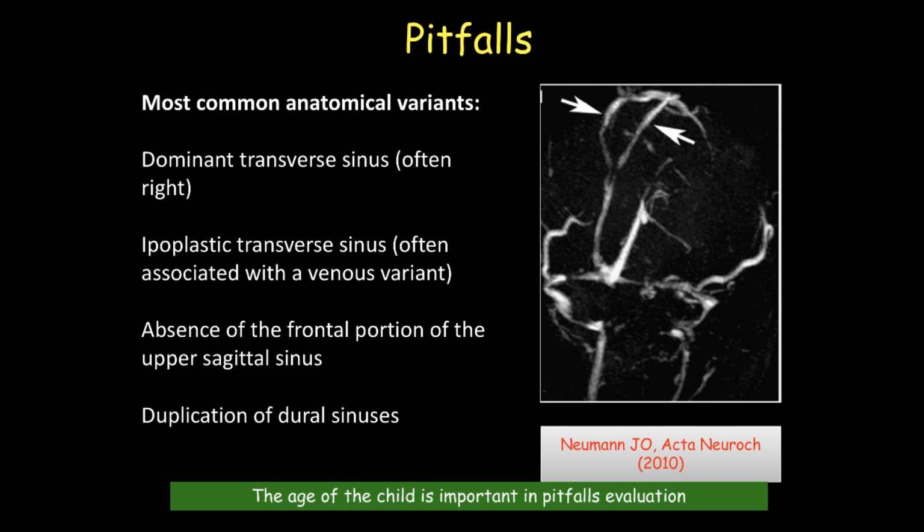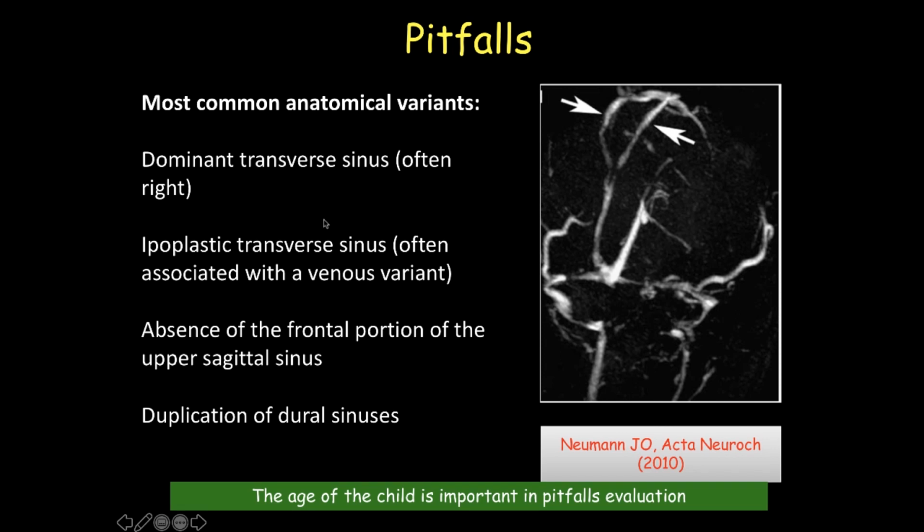Unfortunately, we have some pitfalls. Not always what seems disease is disease. Sometimes it can be normal. The most common anatomical variants are dominant transverse sinus. What does it mean? It means that we can have two transverse sinuses and one of them is dominant, bigger than the other. Or hypoplastic transverse sinus.